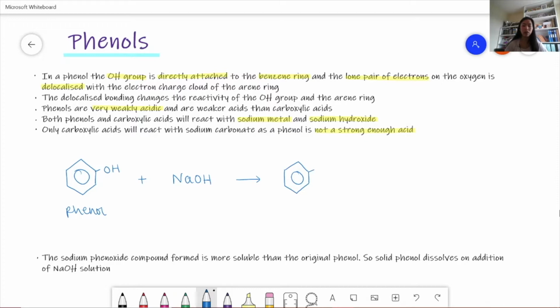So we form the salt of O minus Na plus, and then the H plus that we've just removed from the phenol reacts with the OH of the sodium hydroxide, so we get water. And the salt is called sodium phenoxide. This sodium phenoxide compound formed is more soluble than the original phenol, and so overall solid phenol will dissolve on addition of sodium hydroxide solution.